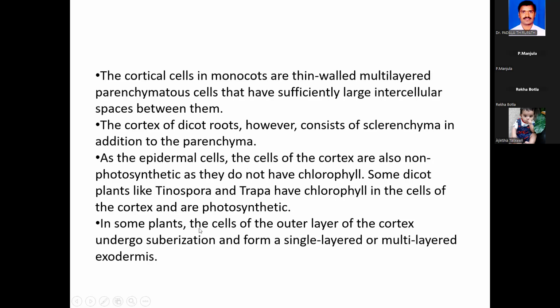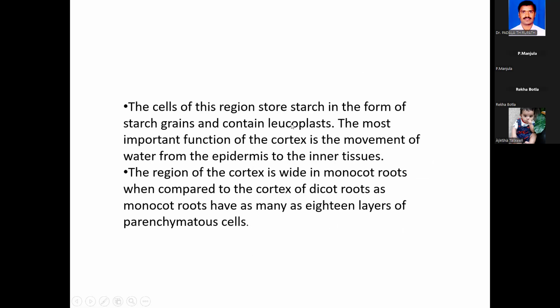In some plants, the cells of the outer layer of the cortex undergo suberization and form a single-layered or multi-layered exodermis. The cells of this region store starch in the form of starch grains and contain leucoplasts. The most important function of the cortex is the movement of water from the epidermis to the inner tissues. The cortex is wide in monocot roots compared to dicot roots, as monocot roots have as many as 18 layers of parenchymatous cells.